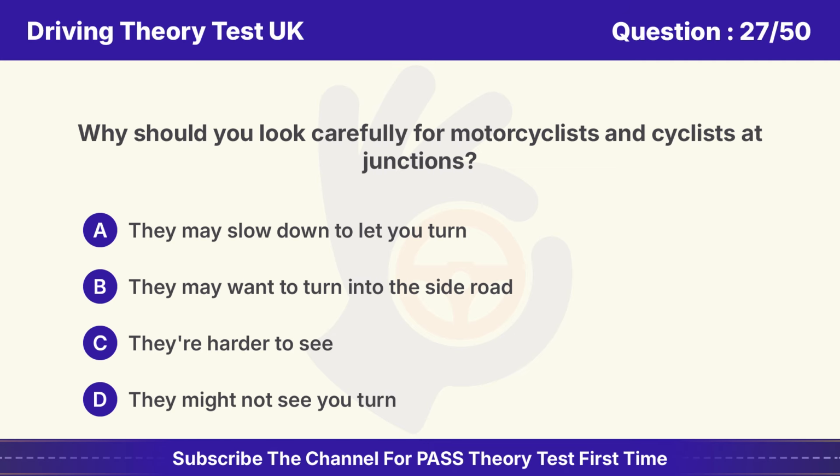Question 27. Why should you look carefully for motorcyclists and cyclists at junctions? Option A. They may slow down to let you turn. B. They may want to turn into the side road. C. They're harder to see. D. They might not see you turn.